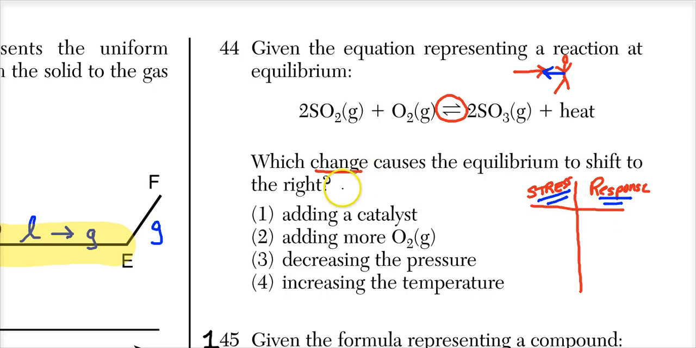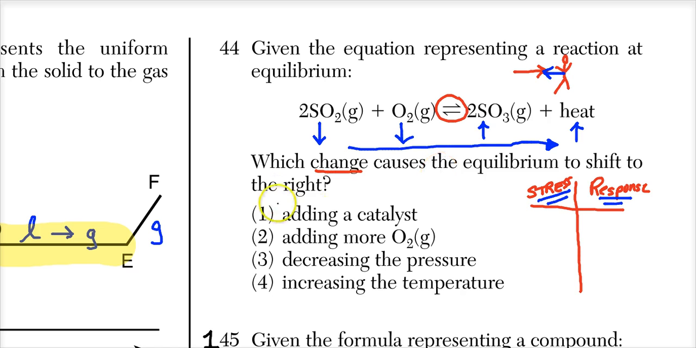So we're asking which change causes the equilibrium to shift to the right. Shifting to the right means that the reaction now is regaining its balance by doing that. Shifting to the right is the response. It's tied to the response. Now, why would it shift to the right? It shifts to the right because by doing so, it's going to decrease and use up the reactants to make more of the products, including the heat here.